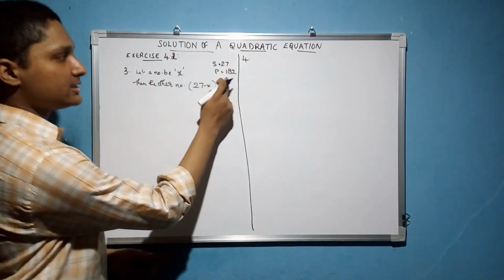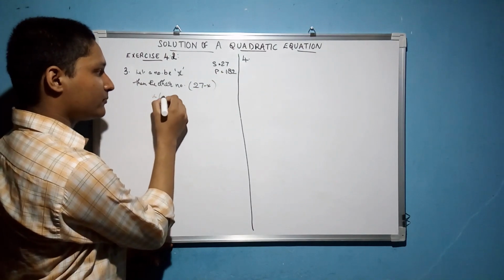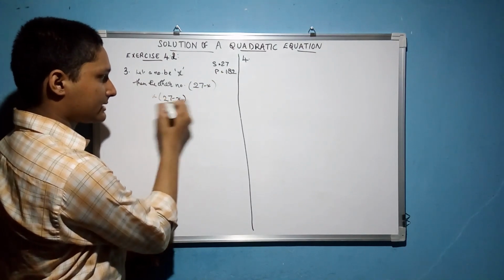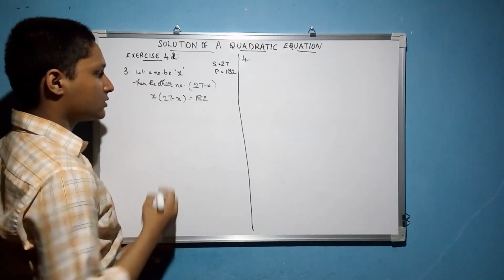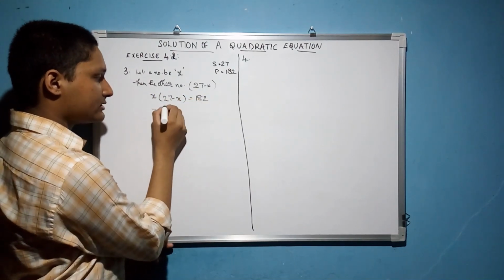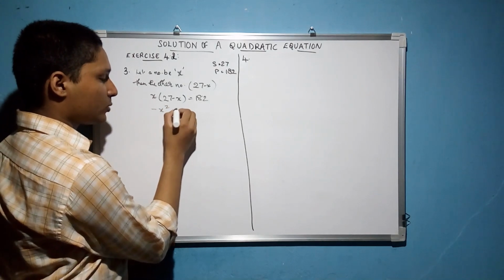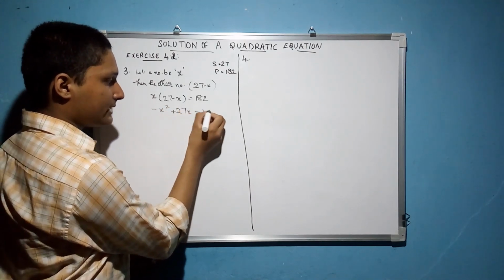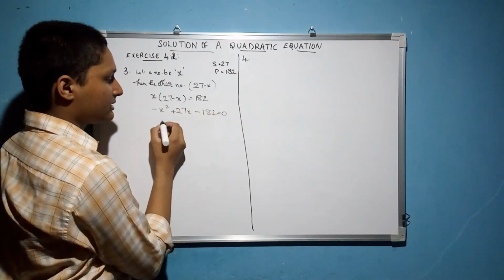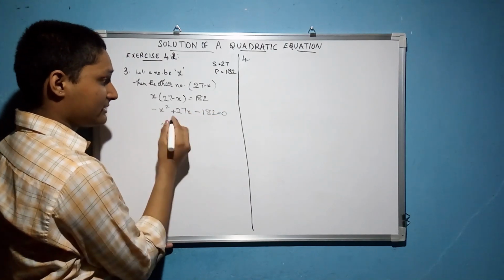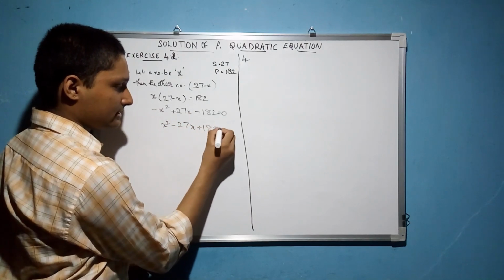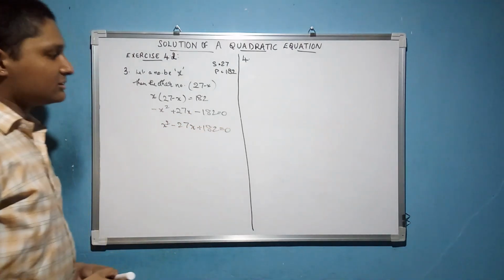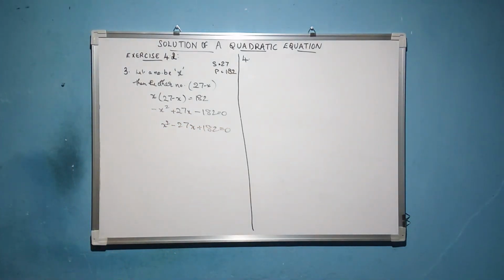So the next part is product. Product is x into 27 minus x. X into 27 minus x is given to be 182. So the remaining part is minus x square plus 27x minus 182 is equal to 0. I can write it to be like this. Okay, this much we got. This is the quadratic equation that is formed.